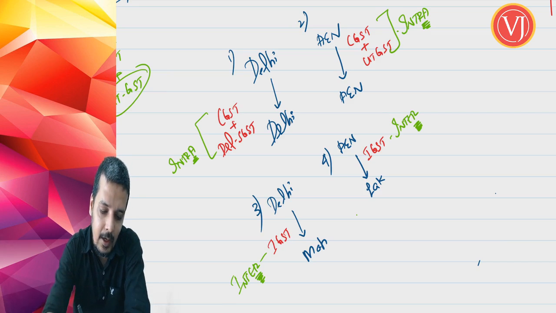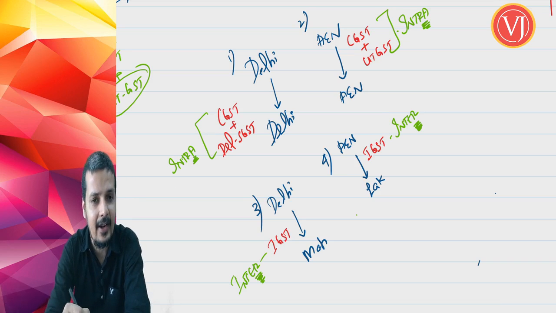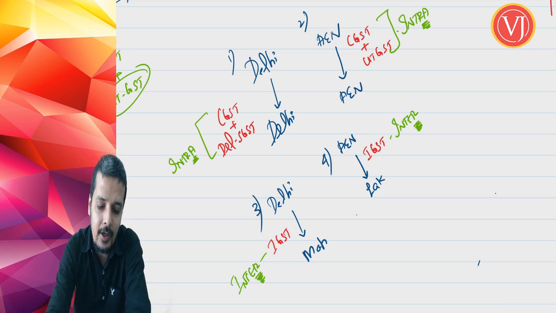One state to the same state, it is intra. One union territory to the same union territory, it is again intra, CGST plus UTGST. But if it is one state to another state, it is interstate, IGST. If it is one union territory, Andaman and Nicobar, to another union territory, Lakshadweep, it is again IGST, interstate supply.